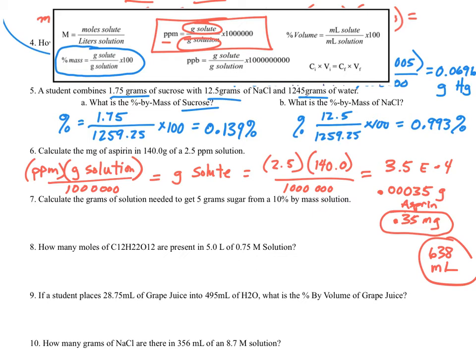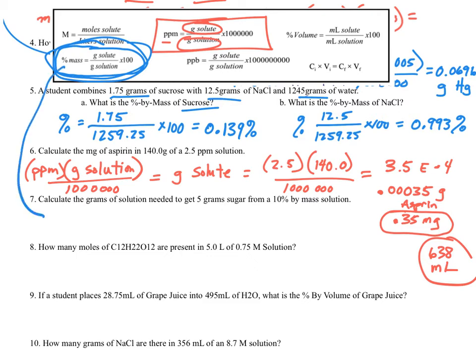All right, number 7. Calculate the grams of solution needed to get 5 grams of sugar from a 10% by mass solution. All right, 10% by mass. So what equation are we looking at here? Percent by mass. And they give us grams of sugar. That's here, grams of solute. They give us the percent, and we want to find the grams of solution.